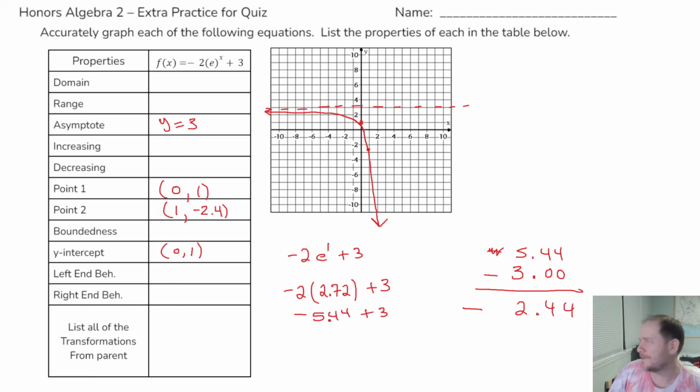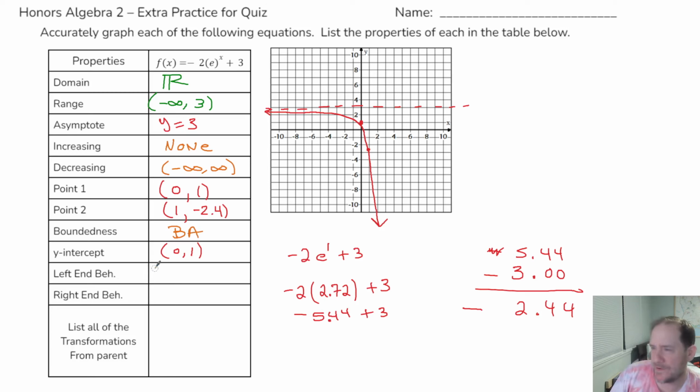And then go do the domain and range. Those are easy. Domain is all reals because it's always all reals. The range always involves the asymptote, and in this case it's negative infinity up to the asymptote. So negative infinity up to 3. Then our increasing interval is none because we don't increase, we only decrease. And we decrease from negative infinity all the way to infinity. And our boundedness is that we're bounded above.